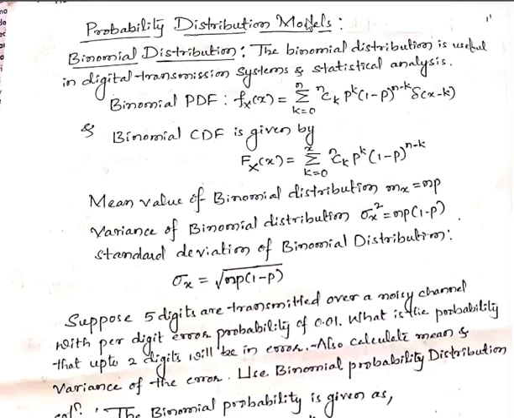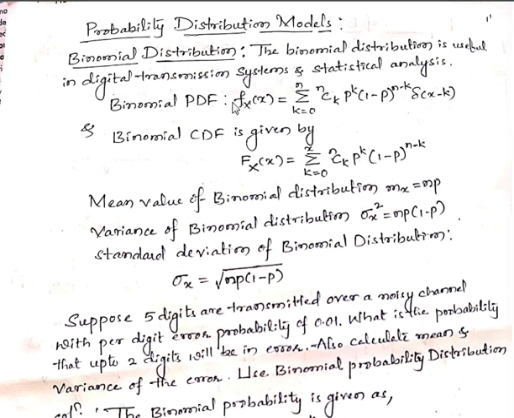Probability distribution models. There are a few probability distribution models. Let's see them one by one. The very first one is the binomial distribution. The binomial distribution is very useful in digital communication systems, especially transmission systems, and even in statistical analysis. So, binomial PDF, we know the PDF and CDF equations.